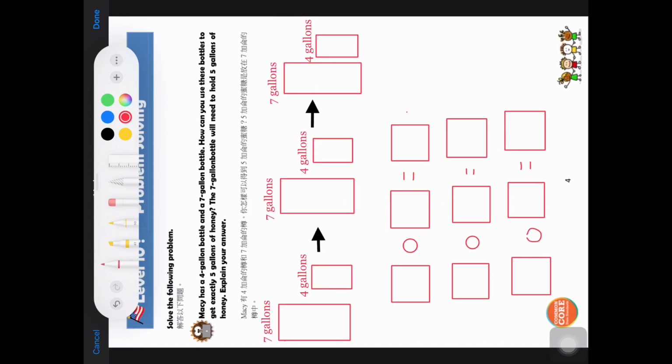Let's move on to the OWL question on page 4. Macy has a 4-gallon bottle and a 7-gallon bottle. How can you use these bottles to get exactly 5 gallons of honey? The 7-gallon bottle will need to hold 5 gallons of honey. Explain your answer.